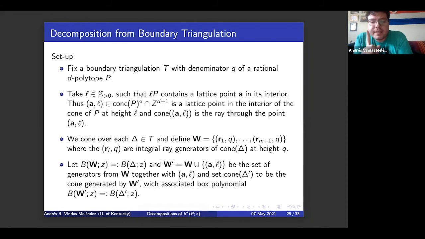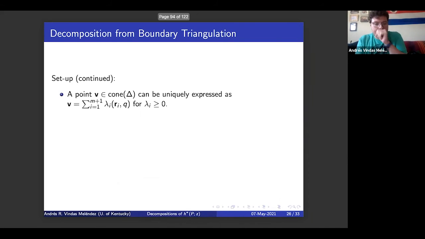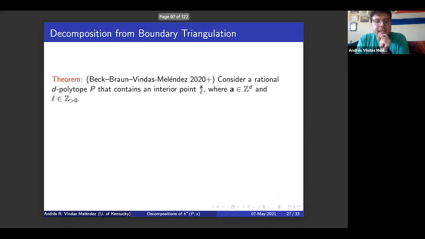And so the difference here from the last setup is that now we have to care about this specified point A comma L, okay? And so I'm going to take W prime to be the set of integral ray generators of my cone union that point A comma L, okay? And so the W and the W prime have associated box polynomials, okay? And maybe I'm going to skip over this because it's too many details.